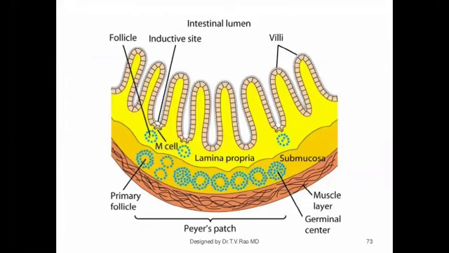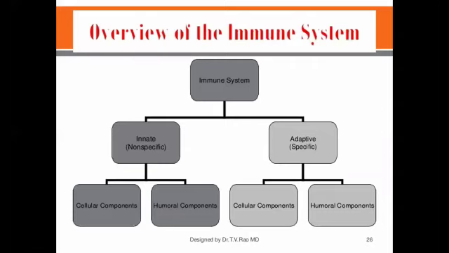So students, in the last session we saw up to MALT. Now we'll be seeing the overview of the immune system. In the classification of the immune system, we have seen innate and adaptive immunity. Now we'll be seeing the components of it.